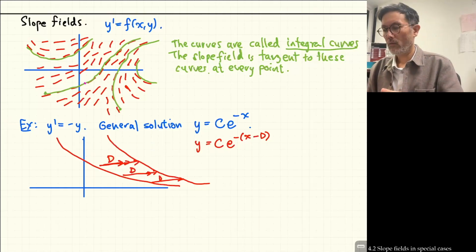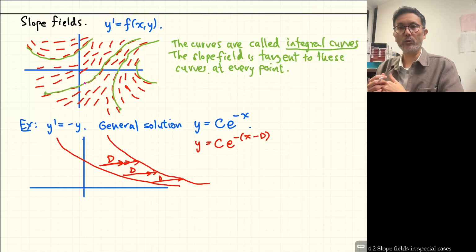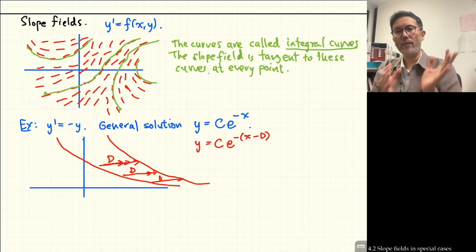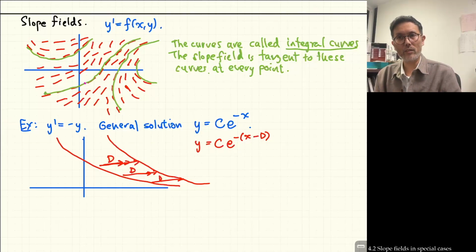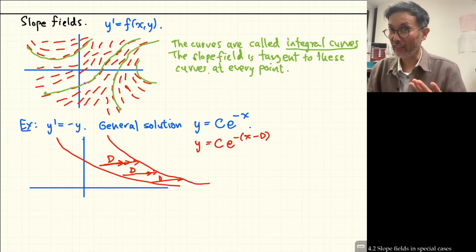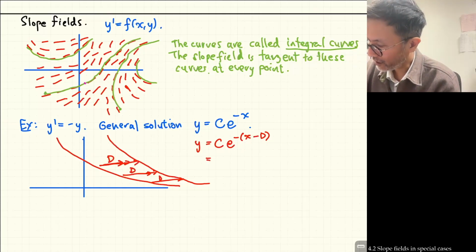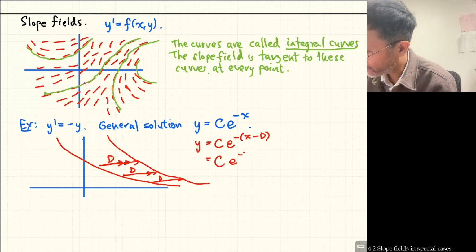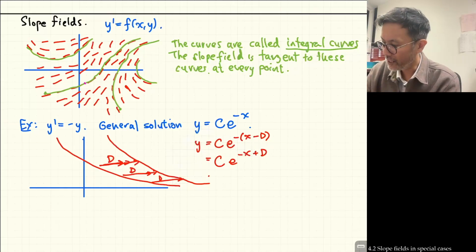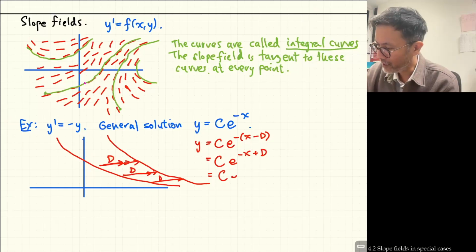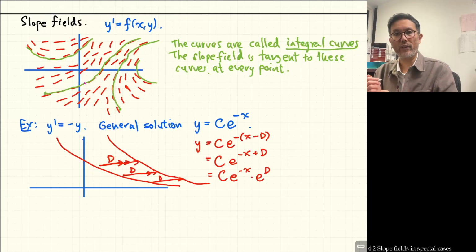Well, the question is, is this really a solution? Because my assertion was that if I translate this curve horizontally, I am going to get a solution. And indeed it is. Watch. This is just the same thing as c times e to the negative x plus d. All I did is distribute the negative sign. Then I can rewrite this as c times e to the negative x times e to the d, just by rules of exponents.